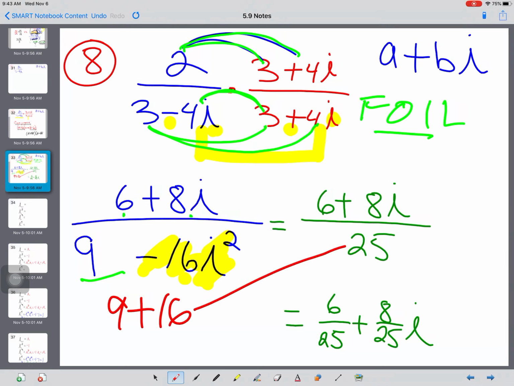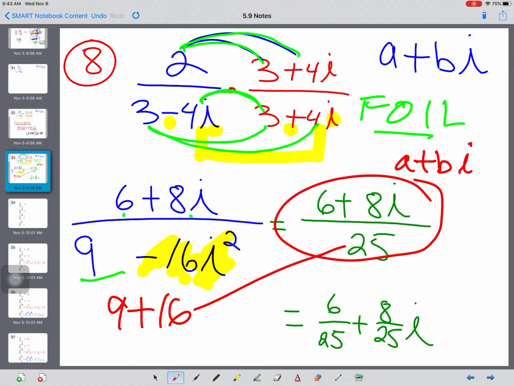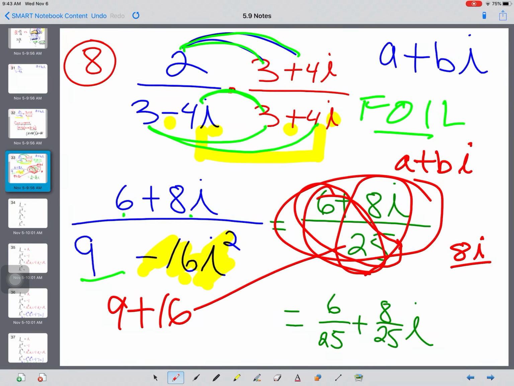Now you'll often be asked to write these in the form of a plus bi. So this fraction, understand what's happening. The 25 is dividing the 6, but the 25 is also dividing the 8i. Now when I write these as a fraction, I get 6 over 25, and I could write it as 8i over 25, but that's just multiplication.